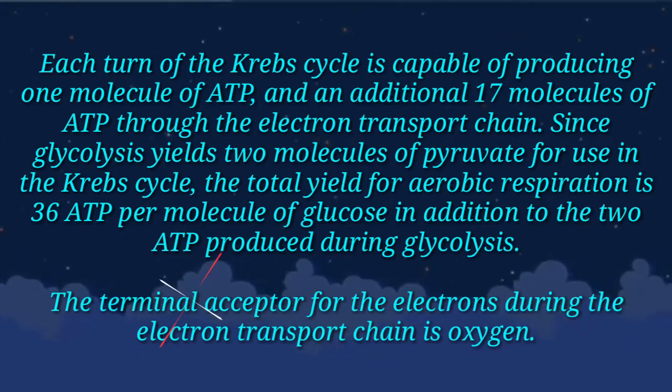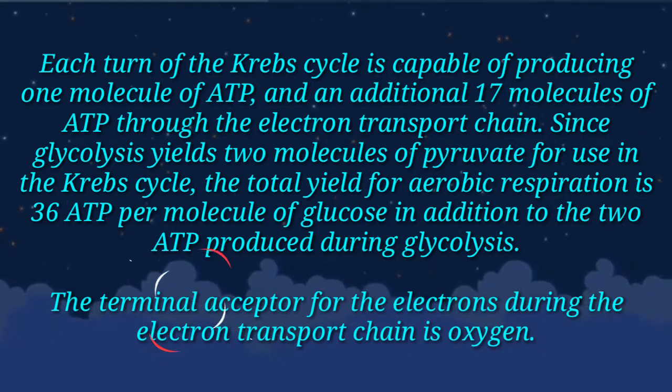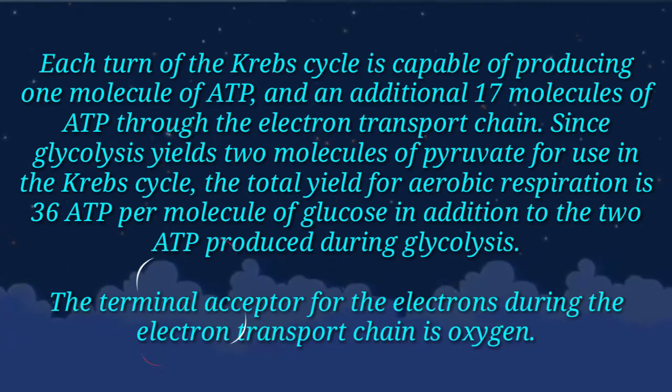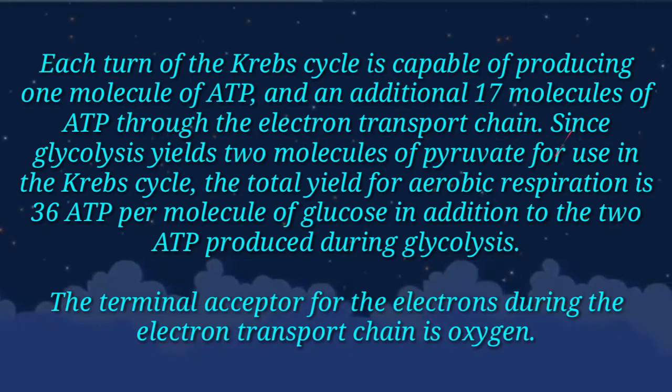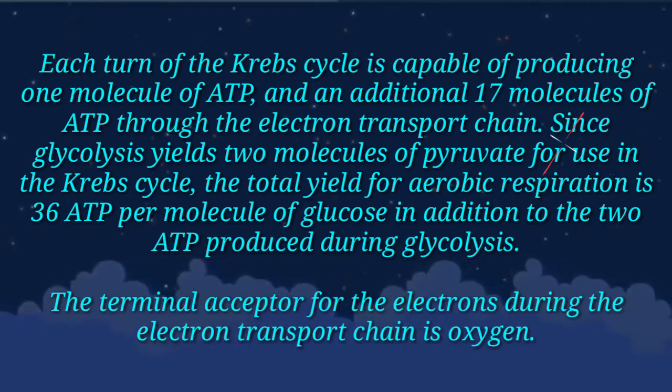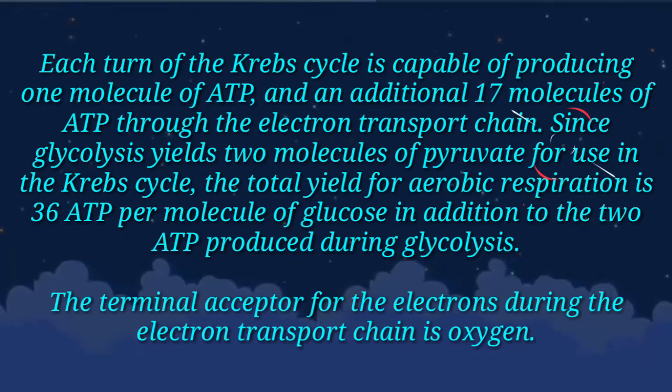Since glycolysis yields two molecules of pyruvate for use in the Krebs cycle, the total yield for aerobic respiration is 36 ATP per molecule of glucose in addition to the 2 ATP produced during glycolysis. The terminal acceptor for the electrons during the electron transport chain is oxygen.